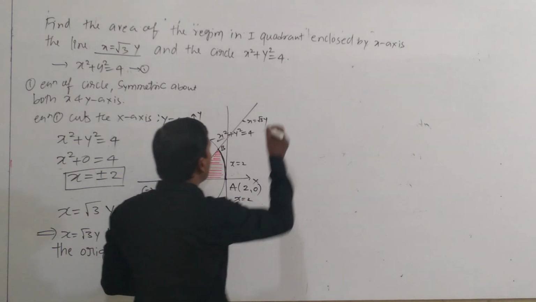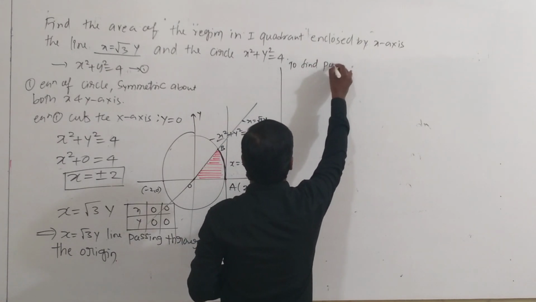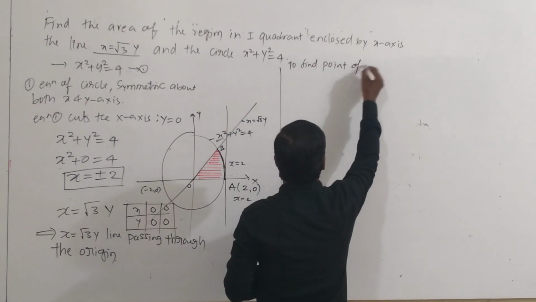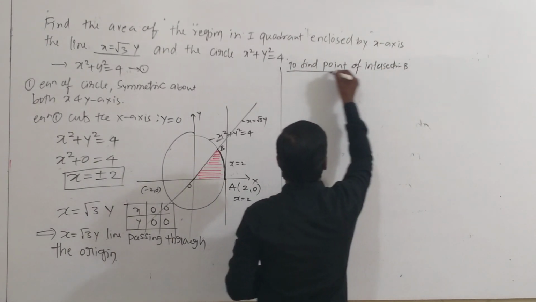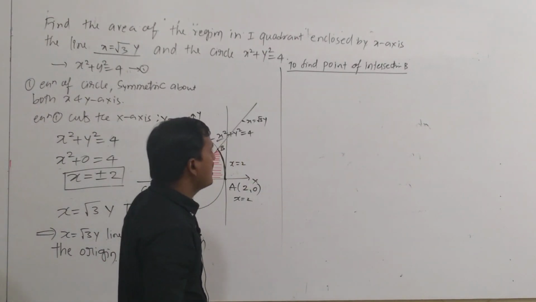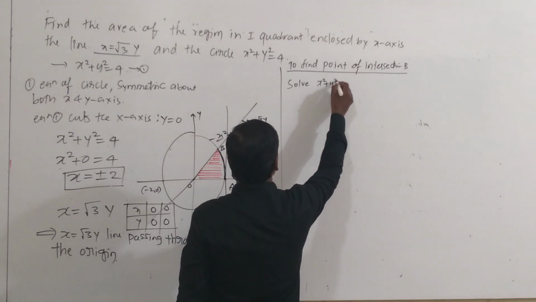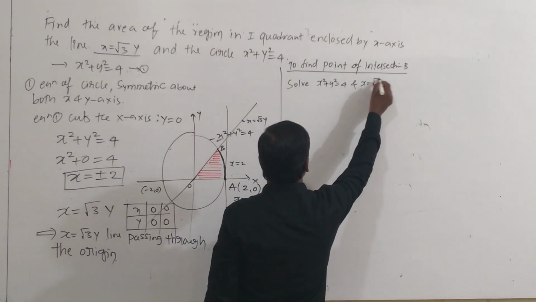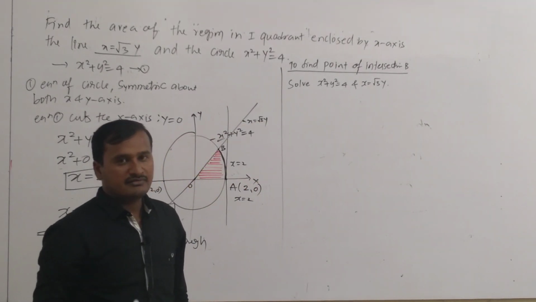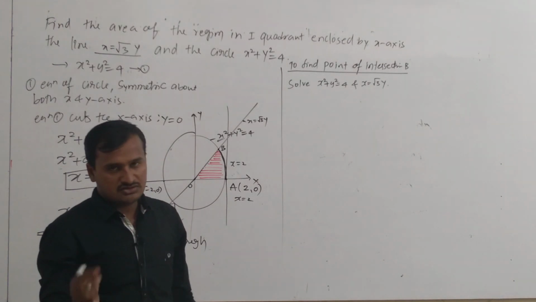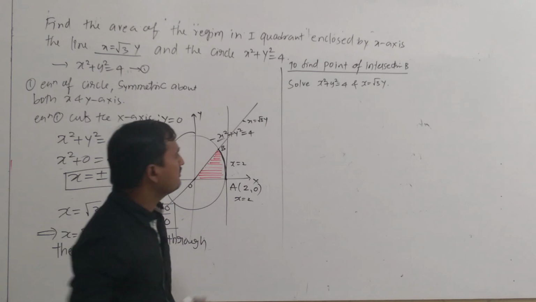Now I should find the point of intersection, that is point B. To find the point of intersection, I should solve x square plus y square is equal to 4 and x equal to root 3 y. If you want to get the point of intersection of a line and curve, you should solve both the equations.